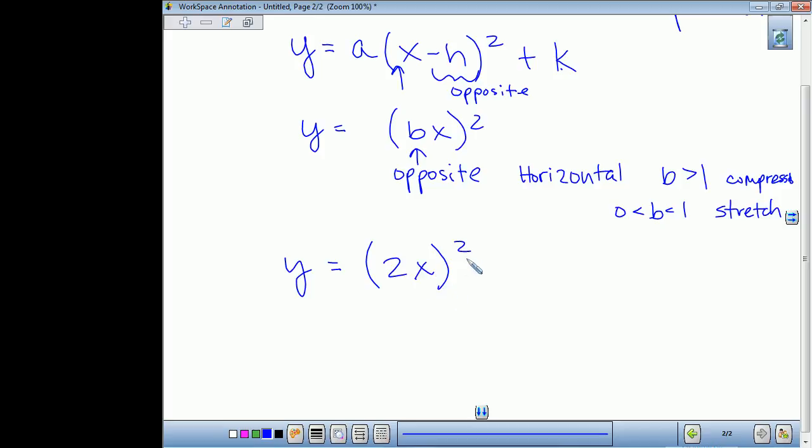So, we have something inside the parentheses multiplied times X. Now, it looks like it ought to be a horizontal stretch, but it's really a horizontal compression. So we have to do the opposite. What this causes is a horizontal compression by a factor of, what is the opposite of multiplying by 2? What has the opposite effect? Dividing by 2 or multiplying by a half. So that's a horizontal compression by a factor of 1/2.